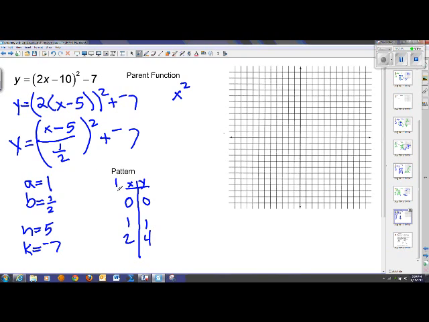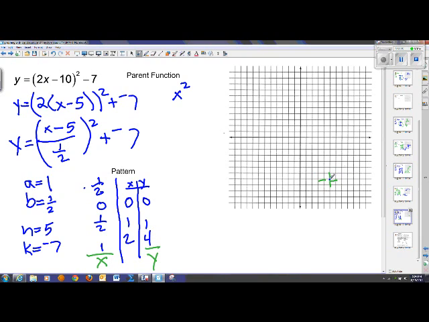All right. That b value of a half tells us I need to multiply all my x values by a half. 0 times a half is 0, 1 times a half is a half, and 2 times a half is 1. So I'm going to find my translated origin, which is 5 over, 7 down, put a dot there, make that my new fictional axis, if you will. And I'm going to use this pattern of x and y to graph from this point.